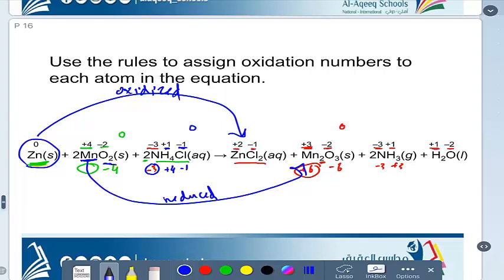What about oxygen? No change, -2, -2. What about nitrogen? -3, -3 is the same. What about hydrogen? +1, +1, the same. What about chlorine? -1, -1, also no change. Other elements don't change, so nothing happens for them. Only the change for zinc and manganese. It means the zinc is oxidized, so it's the reducing agent, and manganese is reduced, so it's the oxidizing agent. That is the answer.